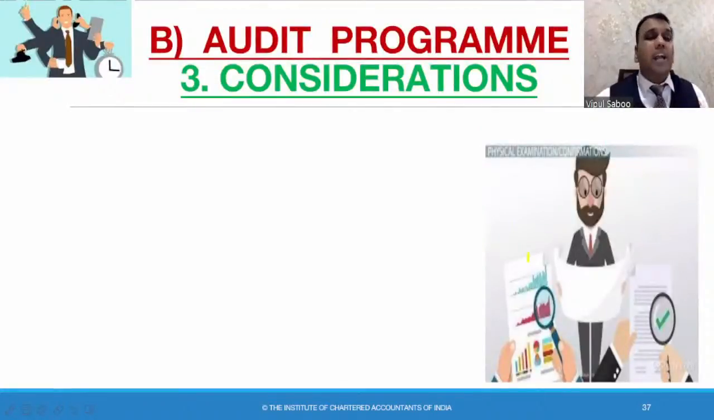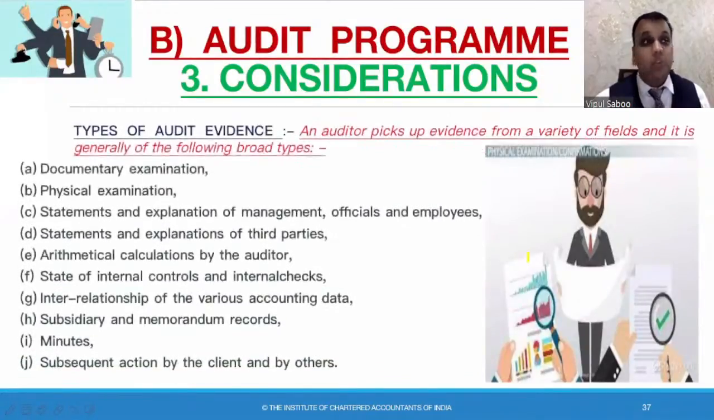So what kind of audit evidences do we really seek from the client? So these are the types of audit evidence. An auditor picks up evidence from a variety of sources. These are the following broad types. As you can see in the picture, there is an image along with the text written on your screen. This picture contains each and every part being discussed over here. Let's discuss the first part, documentary examination.